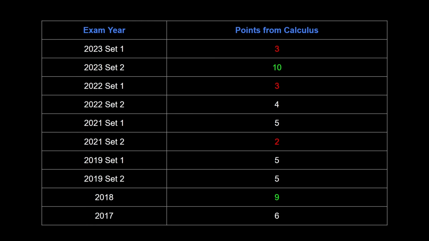So we saw we had quite a binary year with 2023. The first set had 3 calculus points, but the second set had 10. But that's kind of all spread out. But notice it's never 1 point. So it's important to understand these routines.